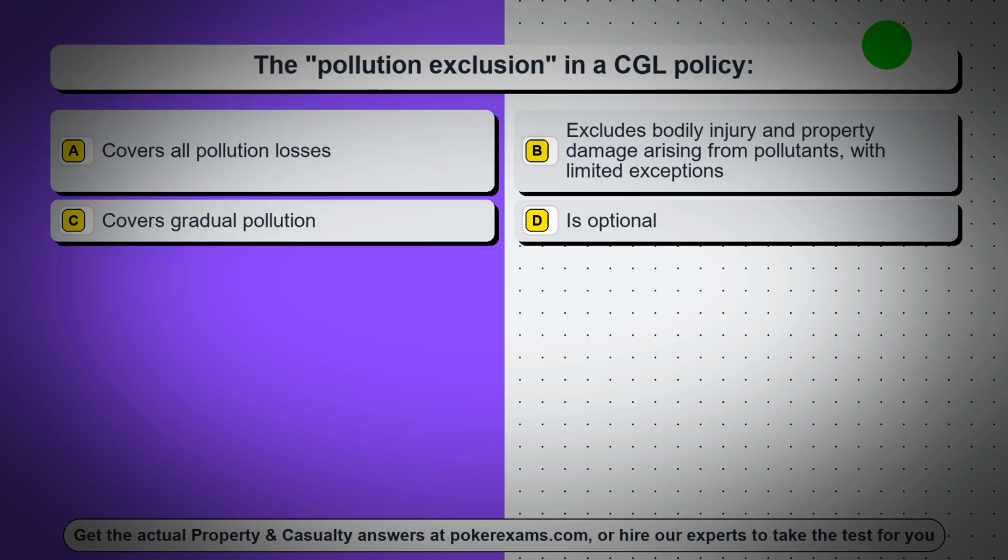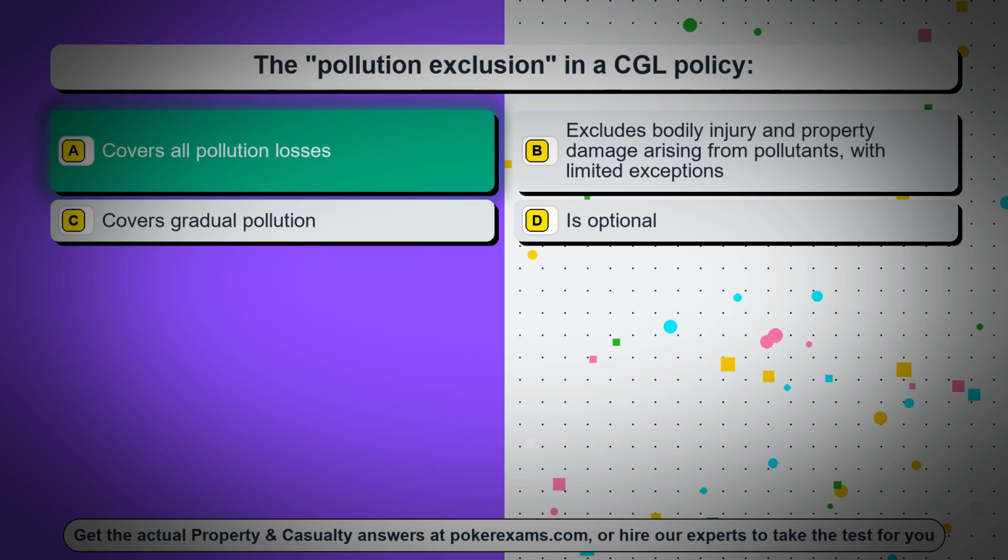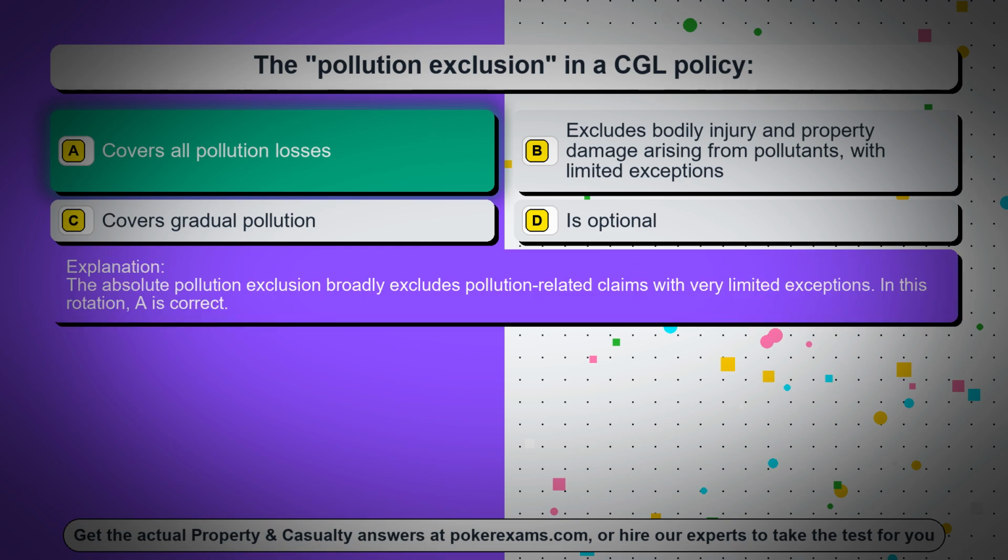Question 36. The pollution exclusion in a CGL policy. Option A, covers all pollution losses. Option B, excludes bodily injury and property damage arising from pollutants, with limited exceptions. Option C, covers gradual pollution. Option D, is optional. The correct answer is option A, covers all pollution losses. The absolute pollution exclusion broadly excludes pollution-related claims with very limited exceptions. In this rotation, A is correct.